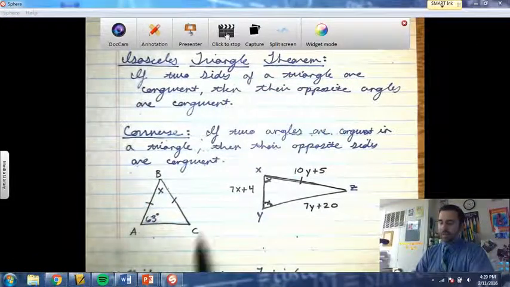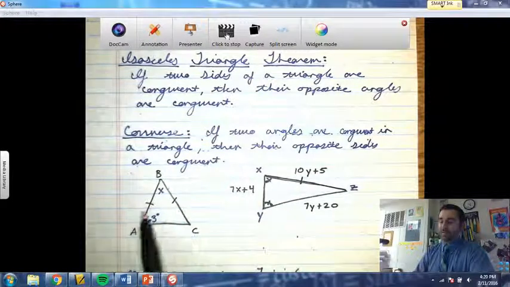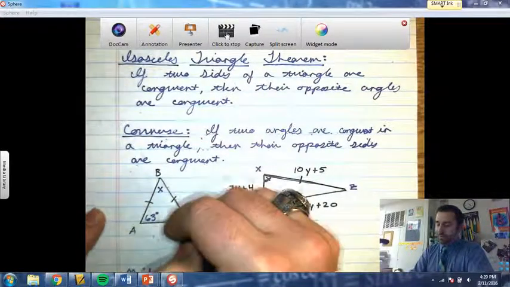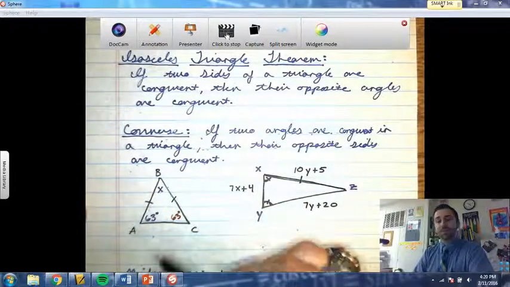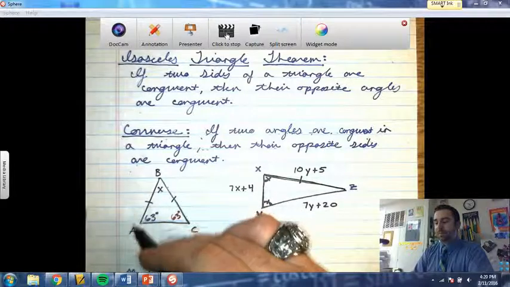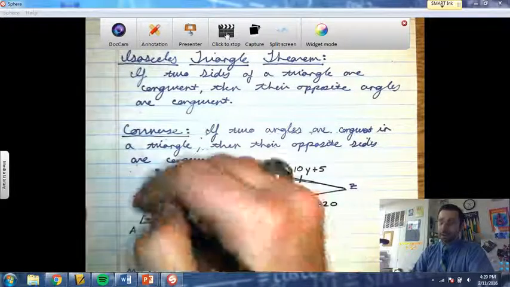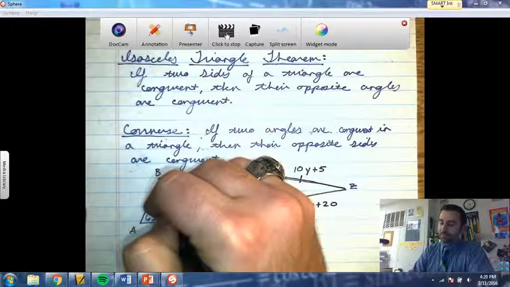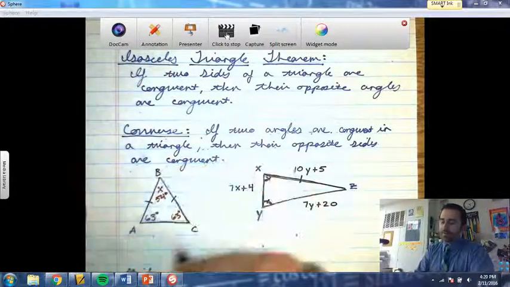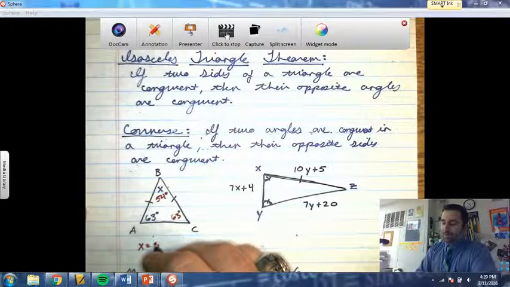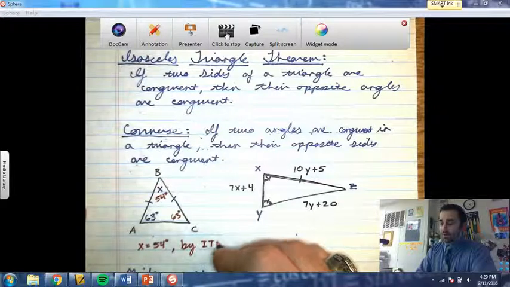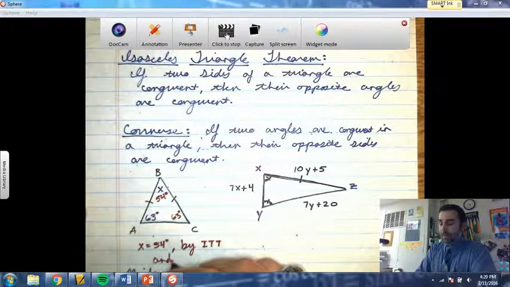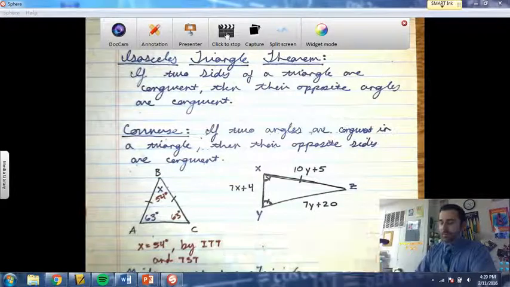I have triangle ABC, and I have two sides that are congruent. Well, by the isosceles triangle theorem, I know that angle C is 63 degrees. And then by the triangle sum theorem, which tells me that the sum of all of these angle measures is 180, I know that x would be 54 degrees. And so then I could state that x is 54 degrees by the isosceles triangle theorem and the triangle sum theorem.